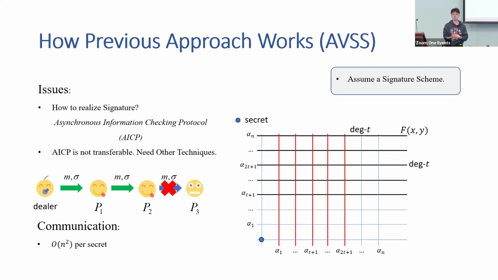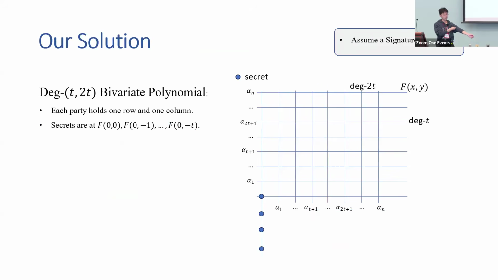But if we don't care about these issues and how previous work solved them, the communication complexity is already quadratic because the dealer needs to send both the row and the column polynomial to all parties. A natural way to save a factor of n is to use a higher degree polynomial. Say we can use a degree 2t Bivariate polynomial to store t+1 secrets. This time, if we do the same thing, we use quadratic communication to share t+1 secrets, and the amortized communication becomes linear.